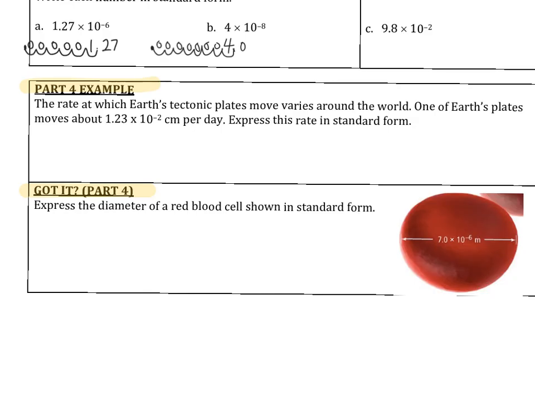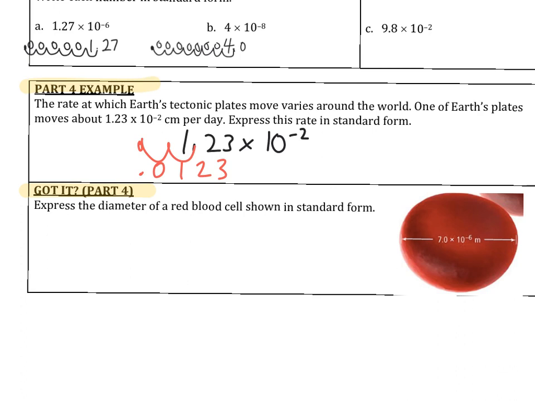Let's look at an example. Example 4 here, a word problem. 1.23 times 10 to the negative second power. We need to convert that into standard form. So I need to move 2 places to the left. 1, 2. So my new number is 0.0123. What about the one below it?